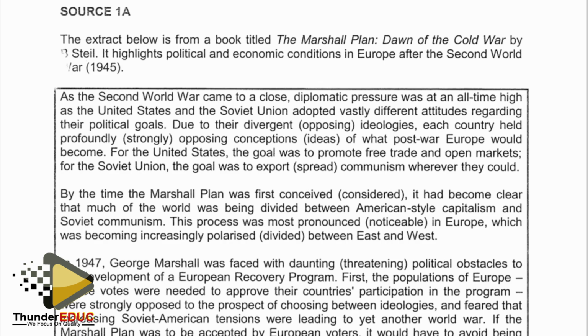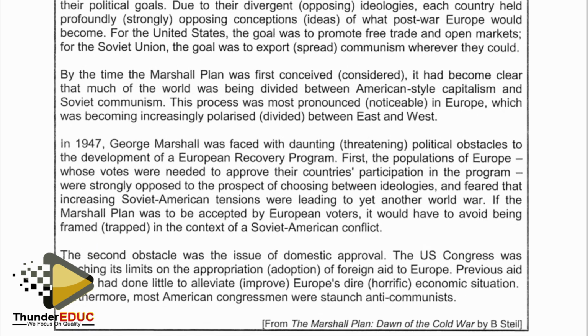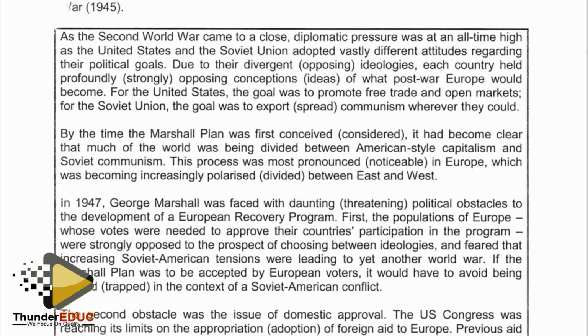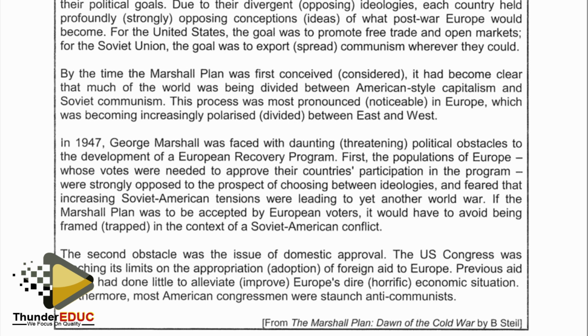Maybe before we answer the questions, we need to be very alert, and we need to be very familiar with how to interpret mark allocation and to be able to determine the nature of the response that is required by the different questions.